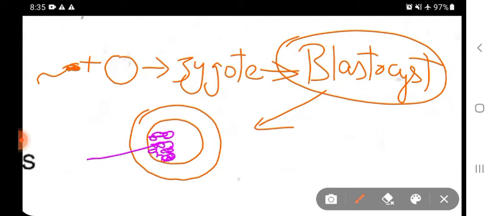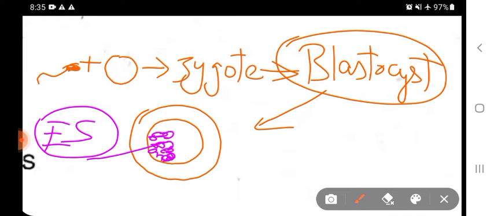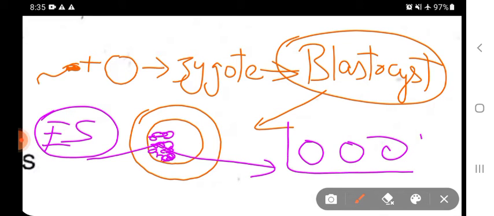Okay, so this pink one are your embryonic stem cells. These embryonic stem cells are taken out: first we take out the blastocyst stage of that female, using an instrument called a high teflon catheter, or you can say catheter tube. If we take it out with the help of that catheter, we isolate those embryonic stem cells and culture them in a suitable medium within the laboratory.